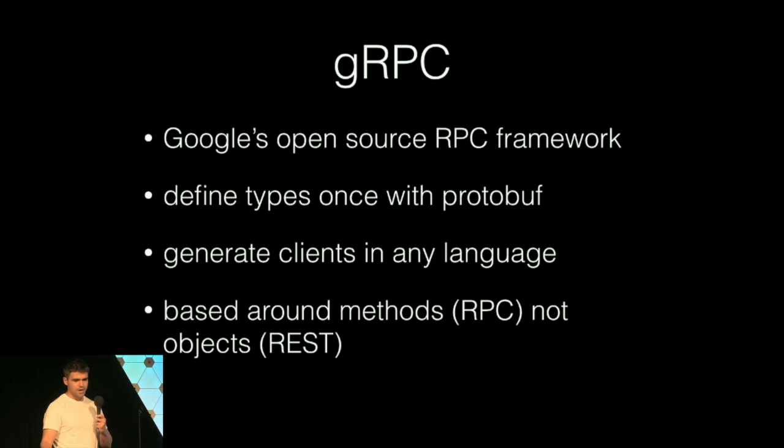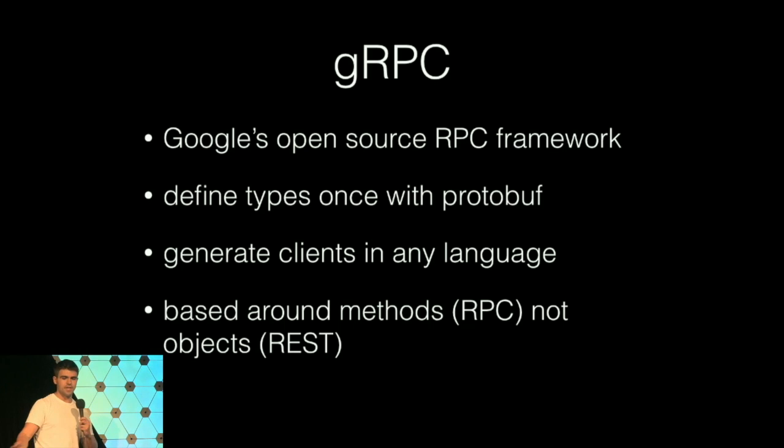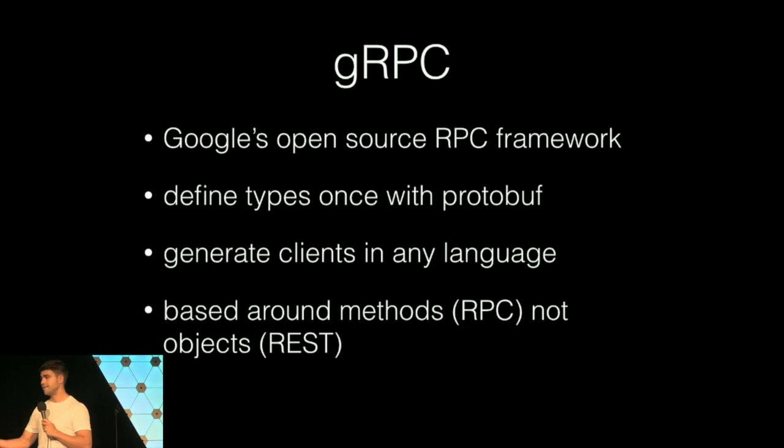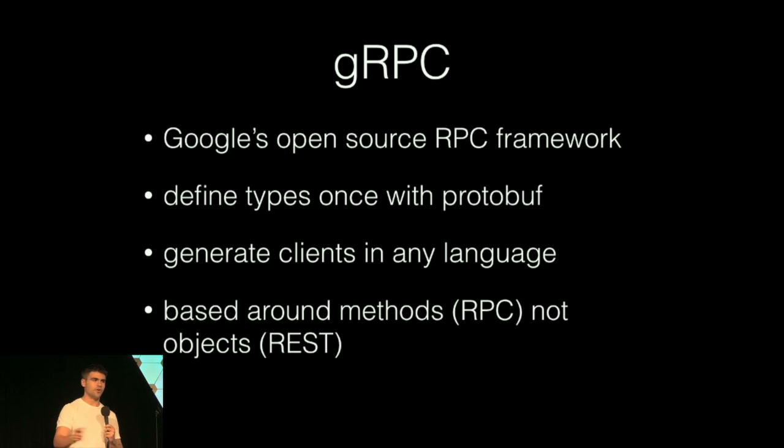For those of you unfamiliar, gRPC is Google's open source RPC framework. The general idea is that you define types once in this language called protobuf, and then you're able to generate clients in any language: Go, Python, JavaScript, etc. And instead of basically shoehorning us into this REST model where you have these objects and verbs and HTTP actions that can actually be hard to get right, as we saw in the last talk, this more defines your model in terms of functions that you can run, just straight up remote procedure calls.